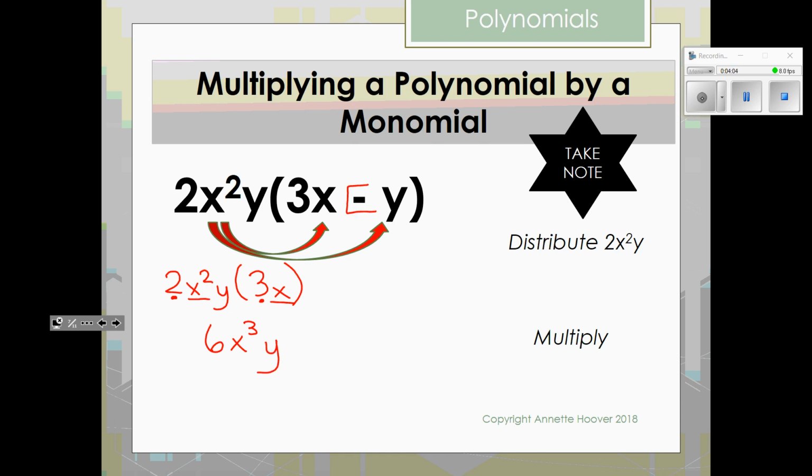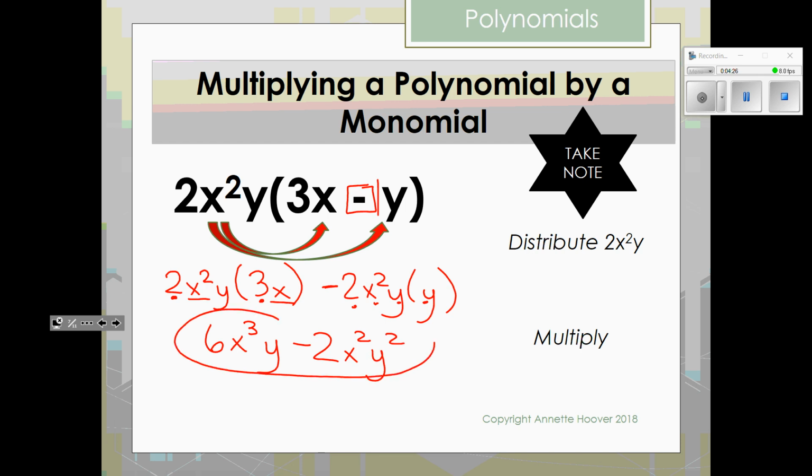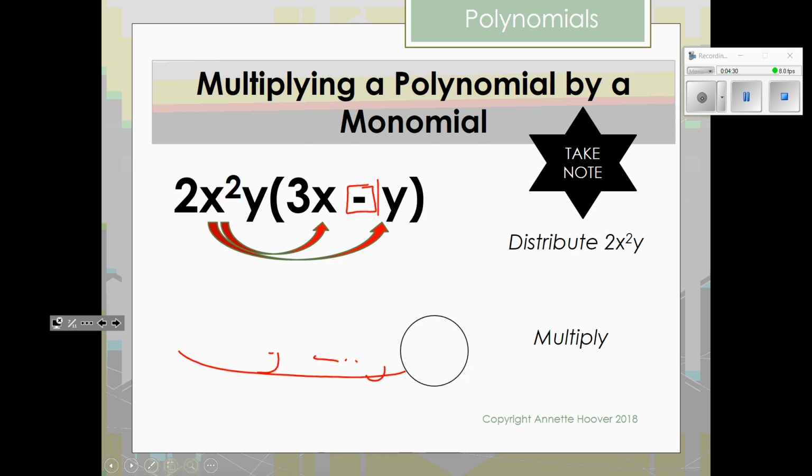Notice I have a subtraction sign. That's like a -1. So in my next grouping, I have 2x squared y times a y, but it's negative. So that would be -2 x squared, and then we have y times y, which is y squared. So my answer would be 6x cubed y minus 2x squared y squared.